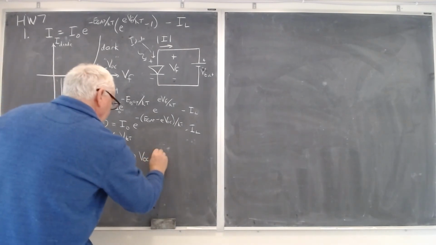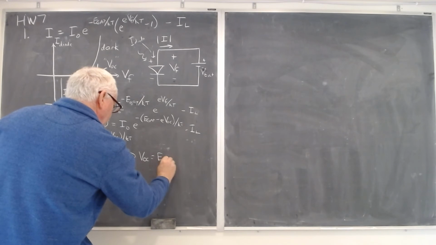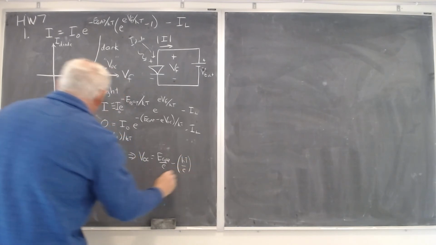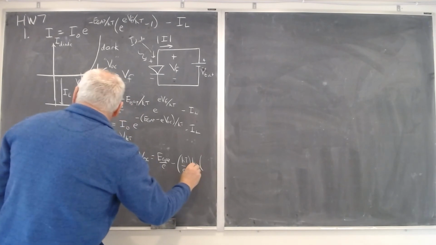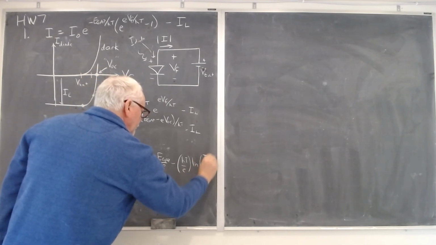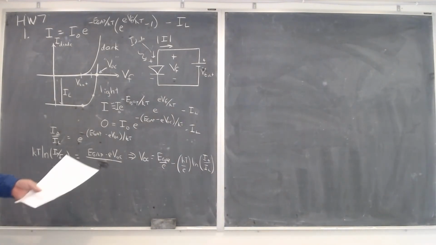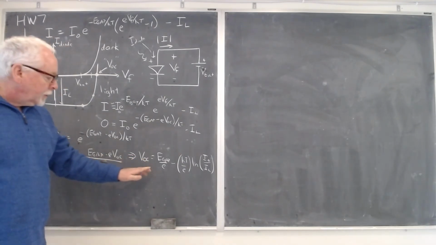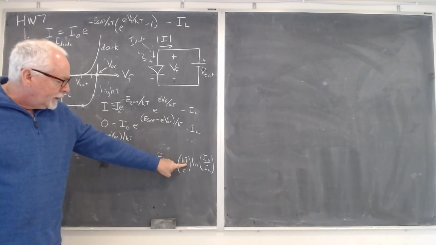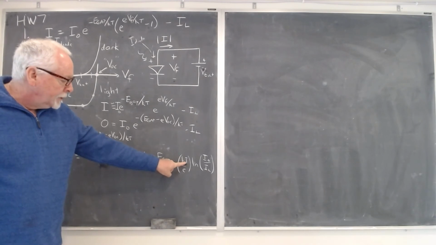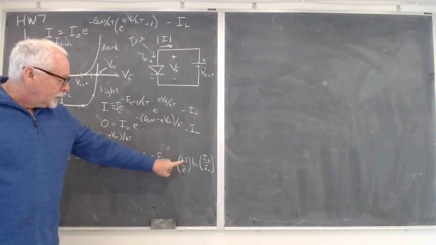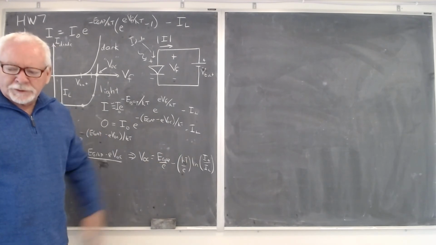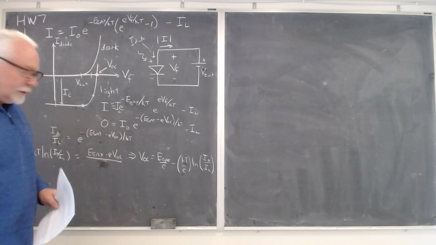And that over there, you get E gap over E minus kT over E logarithm of I naught over I_L. And that's the answer. Hopefully by now you've gotten used to the idea that if you go from, for example, kT in electron volts to convert from energy, you divide energy by electronic charge. And so if kT is 0.026 electron volts, when you divide it by E, it's 0.026 volts. And so you get the idea here.